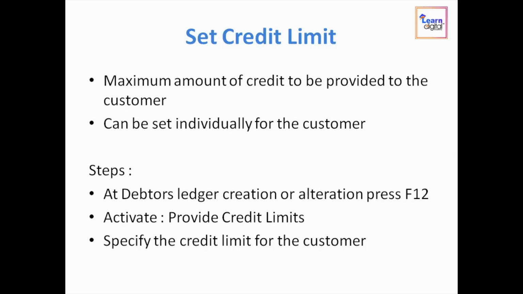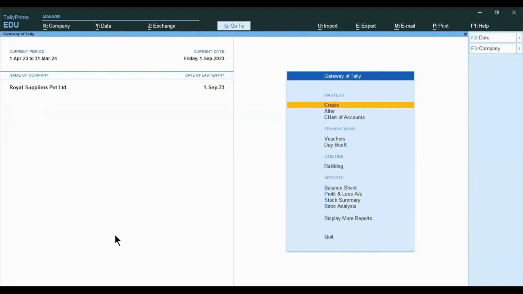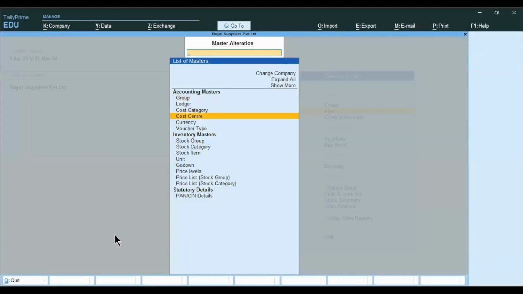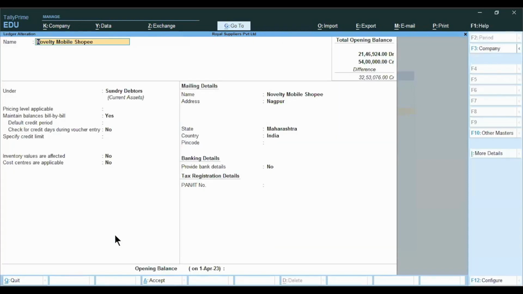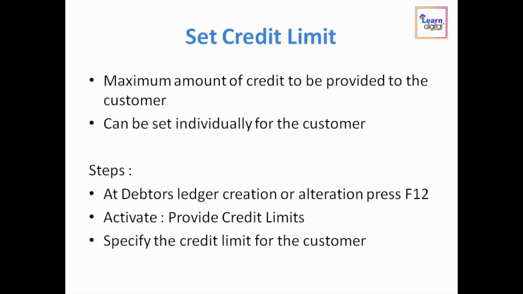So we need to set the credit limit, and if you set the credit limit, we cannot enter the invoice crossing the credit limit. Suppose we have this debtor, Novelty Mobile Shop. This is our debtor, and we need to set the credit limit for this debtor. How to set the credit limit? At the debtor's ledger creation or alteration screen, press F12, activate provide credit limits, and then specify the credit limit.